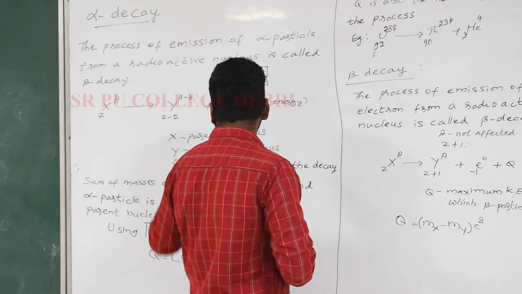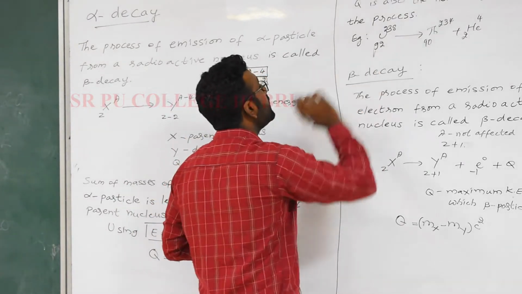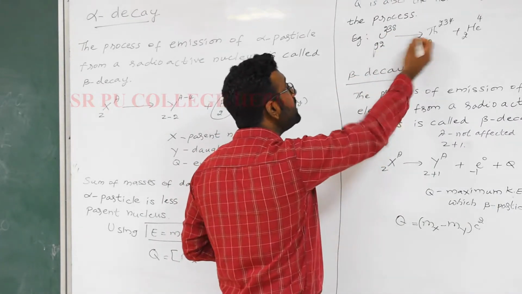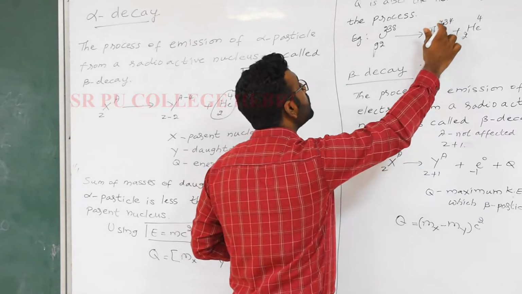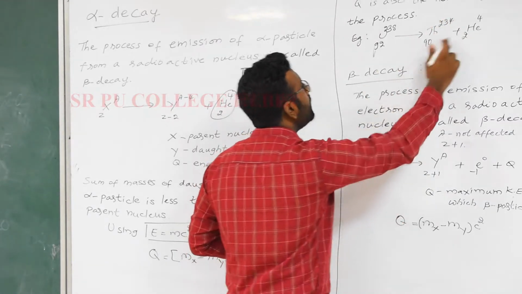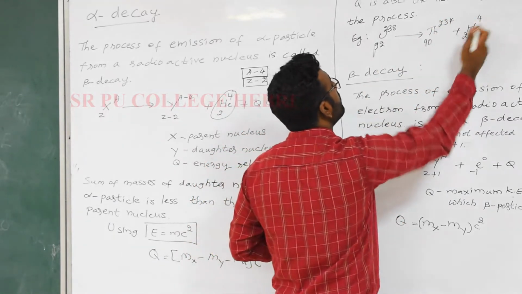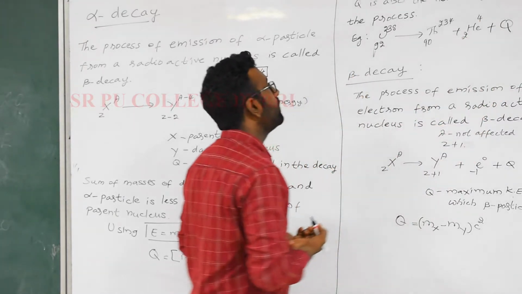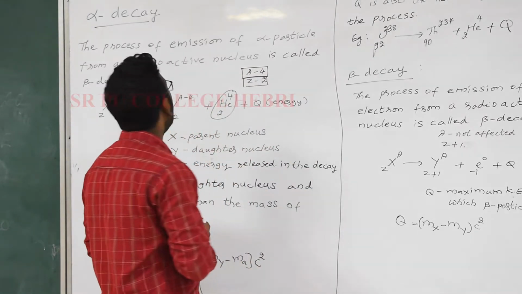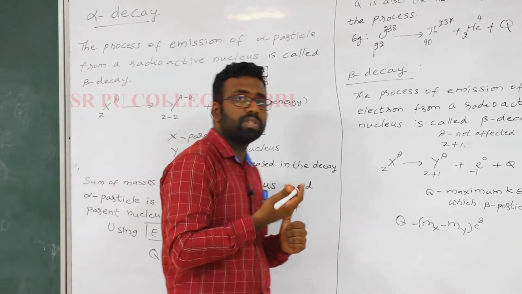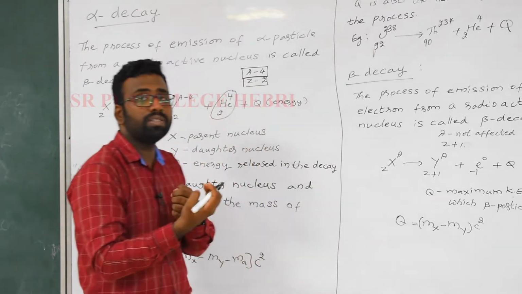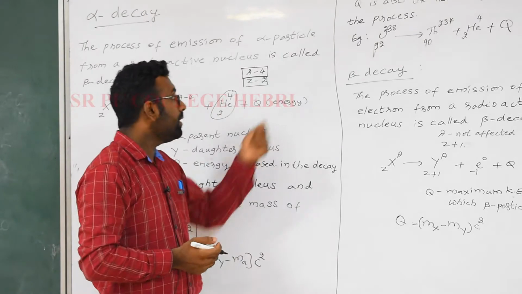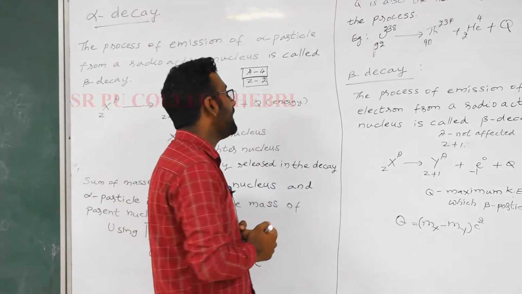Let's take an example of alpha decay. Uranium 238 92 gives thorium 234 90 plus a helium nucleus, with the emission of energy. So this is all about alpha decay. It's a process in which the nucleus emits an alpha particle along with some energy. Next we are going to see beta decay.